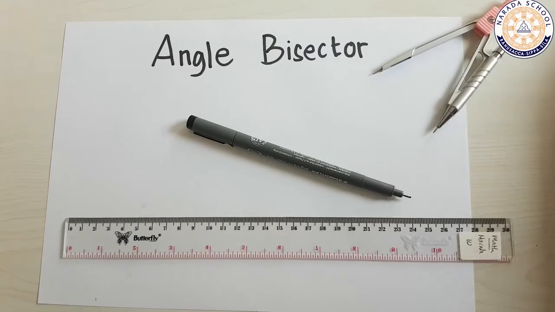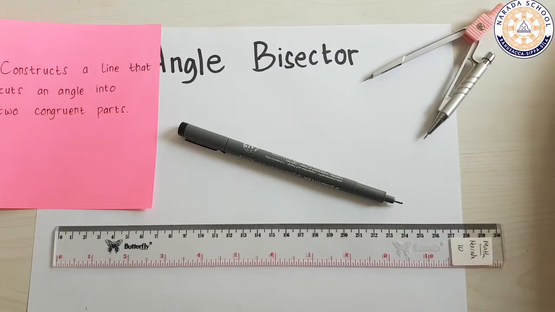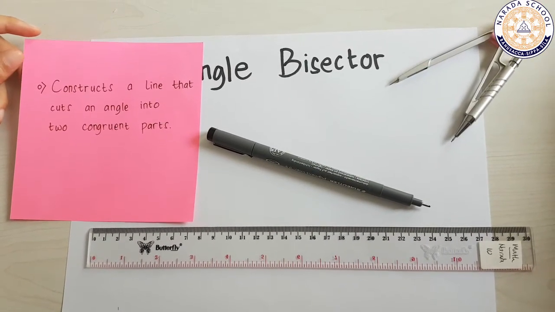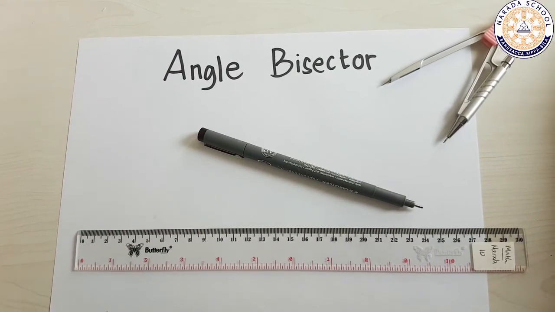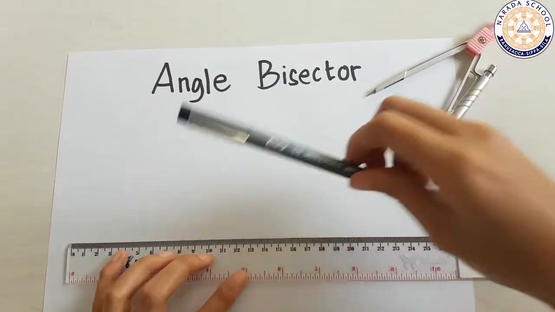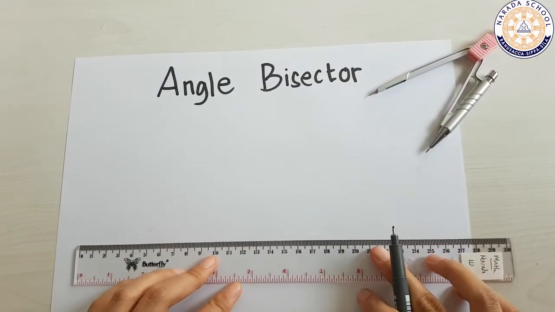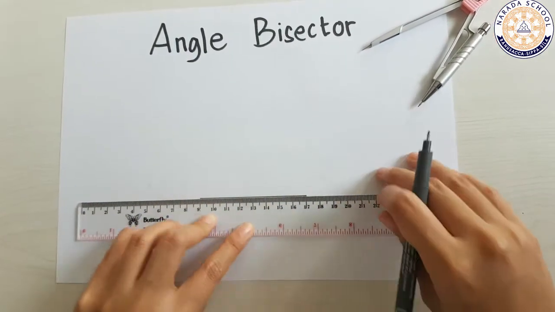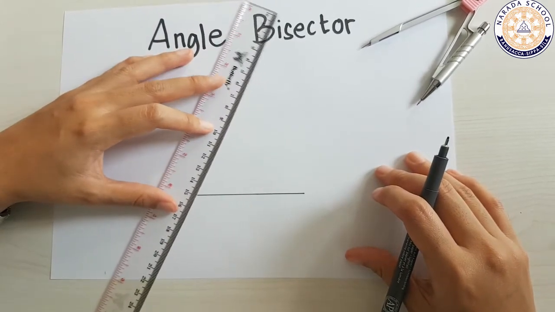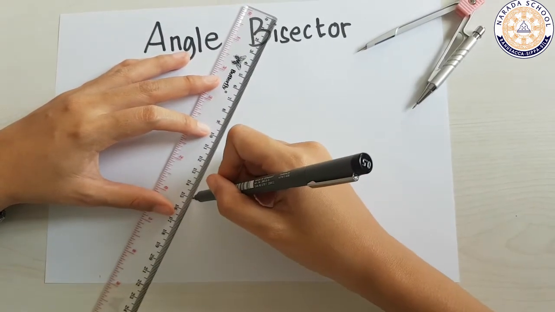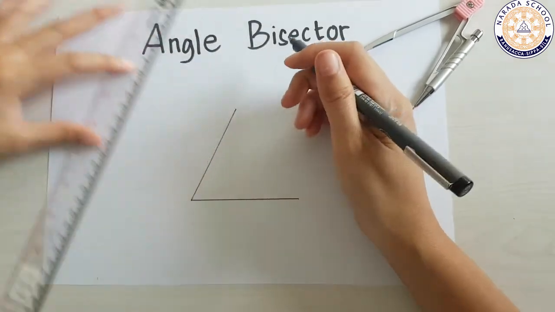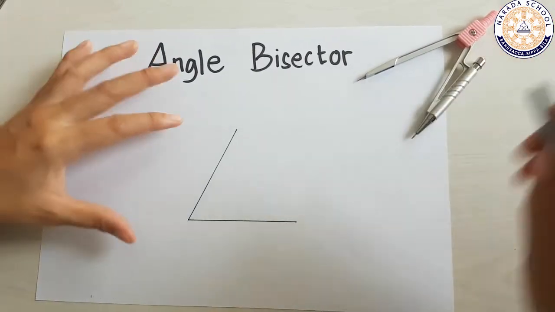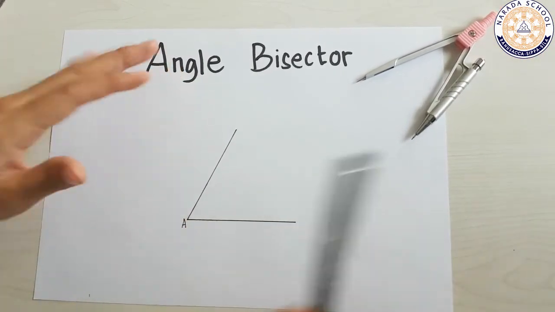Now we will learn about the angle bisector. In this part, we will construct a line that cuts an angle into two congruent parts. So the first thing that we need to do is construct an angle. Okay, now I will construct an angle. I will make an acute angle. This is the angle, and let's say we call this one angle A.